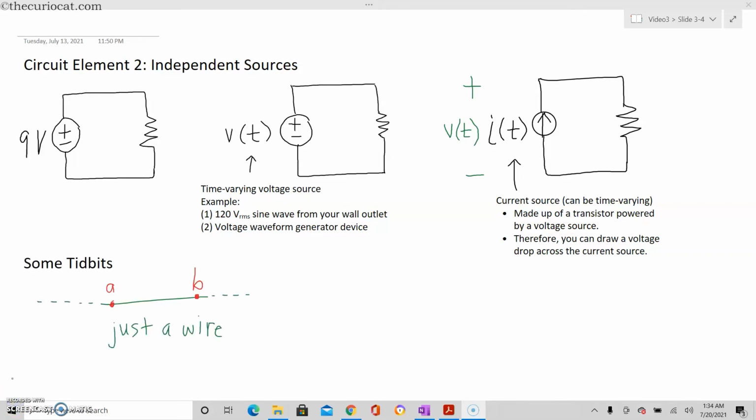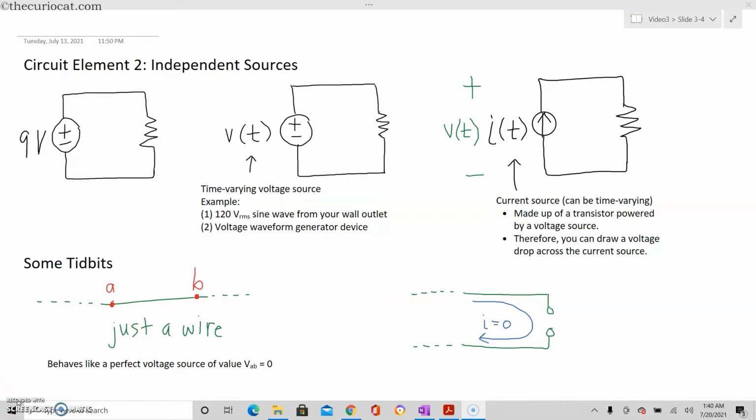Here are some final tidbits about independent sources. Here I have drawn a small length of wire in green. Regardless of what the wire is connected to on the left and on the right, what is the voltage drop between points A and B? The answer is 0 because the voltage along a length of wire is the same. So the difference in voltage between points A and B is 0. This means that a wire acts as an independent voltage source of a constant value 0.